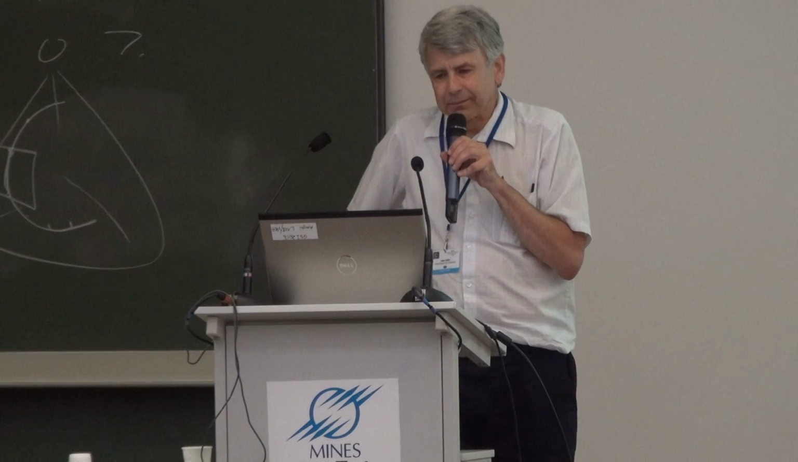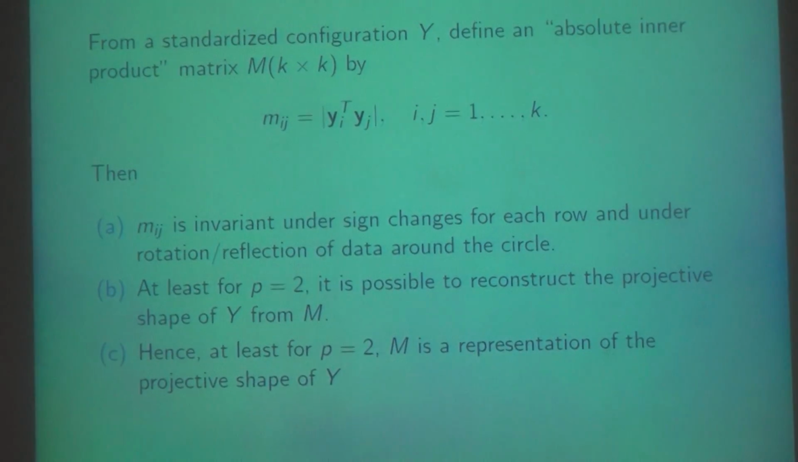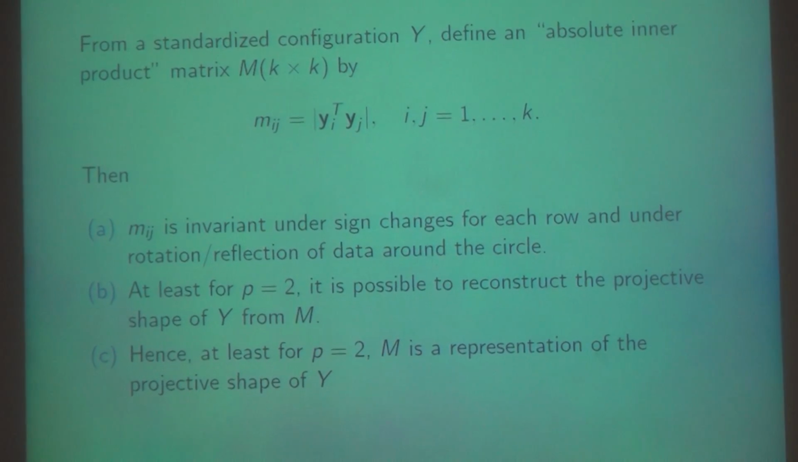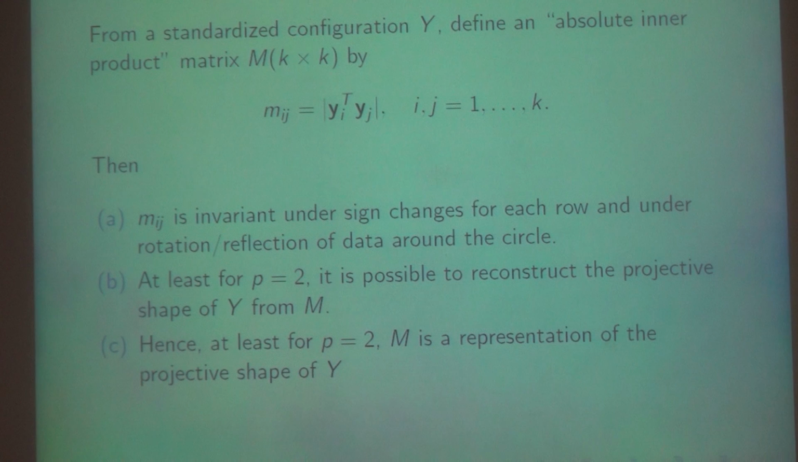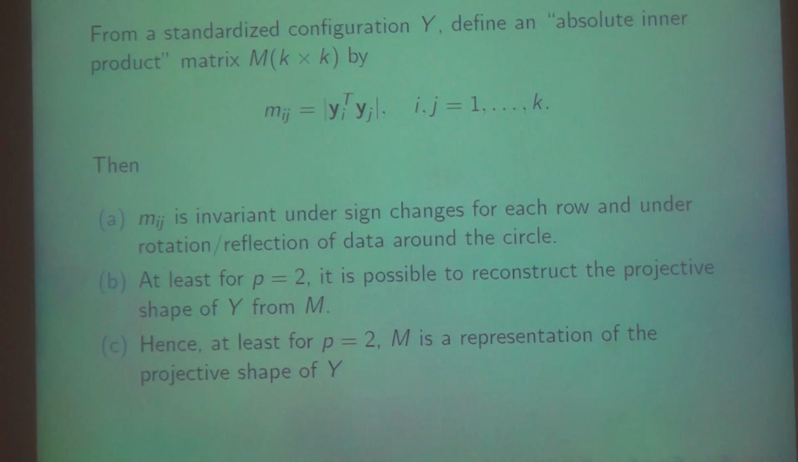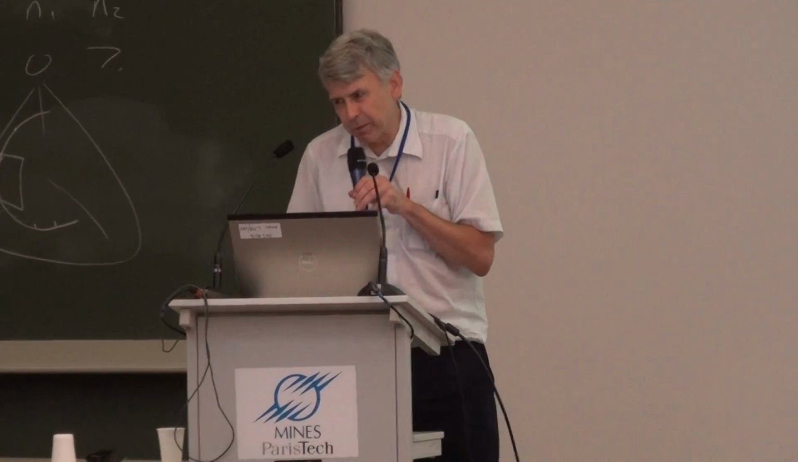Well, I'm going to do something fairly simple-minded. In order to get rid of the effects of rotation, I'm going to take an inner product. So the inner product between 2 rows of Y is invariant under an orthogonal transformation of the rows of Y. And the indeterminacy in the sign of each row of Y, I can just take the absolute value of this inner product, and now these absolute inner products do not depend on those invariances. Or in other words, this matrix M I've defined here is a 4 by 4 matrix whose elements do not depend on any of the indeterminacies of my standardized configuration.